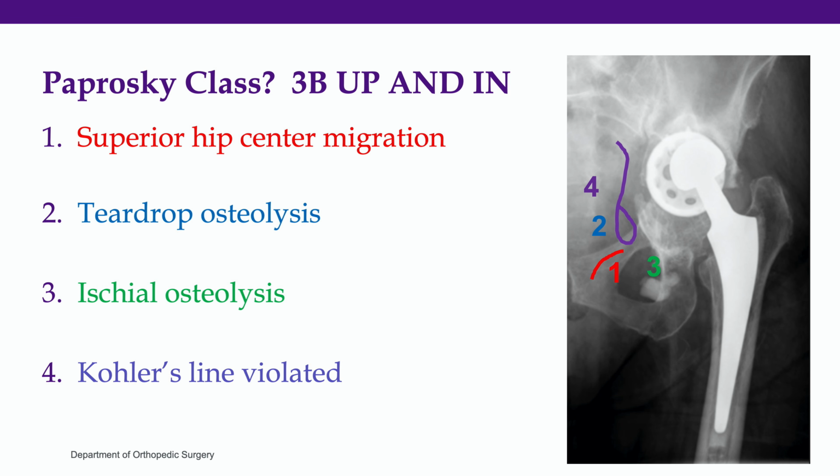So going back to those landmarks we talked about earlier, in a complex case like this, you've got superior hip migration, you've got teardrop osteolysis, ischial osteolysis, and Kohler's line is violated, and so that makes this a 3B up and in kind of defect.